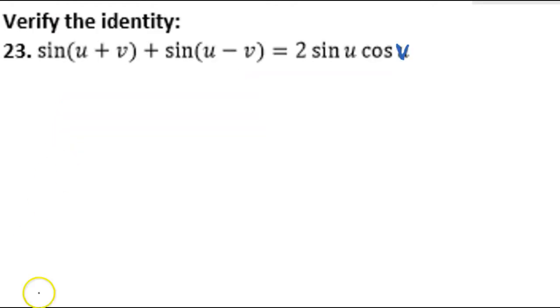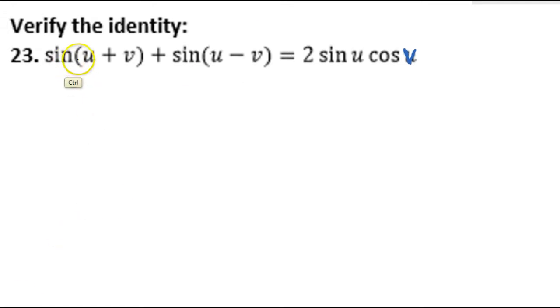Now for this last problem, we are being asked to verify this identity. So remember, the way you verify an identity is by manipulating one side of the equation until you get it to look like the other side. And usually you're going to pick the more complicated looking side. So I'm going to start with the left side of the equation, and I'm going to make substitutions and see if I can turn it into the right hand side.